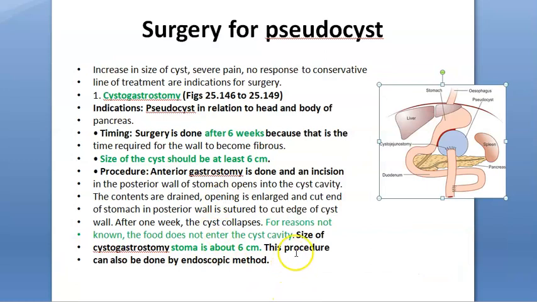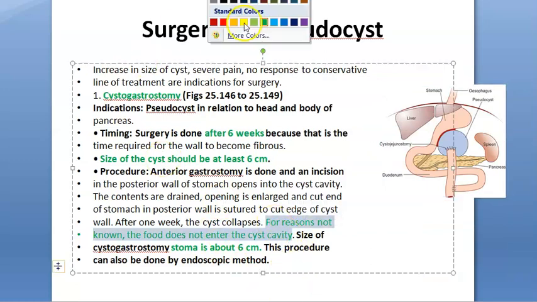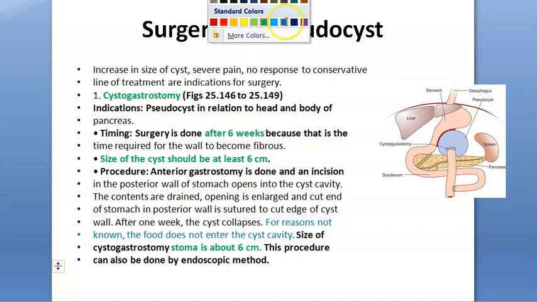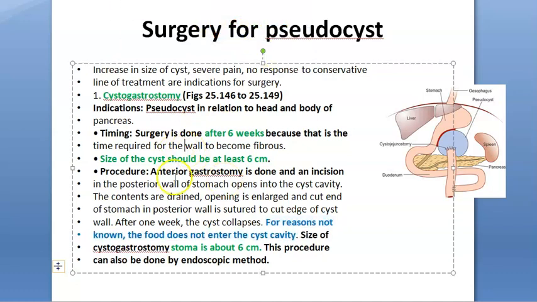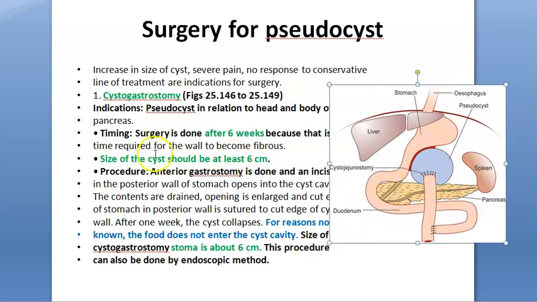See, they themselves are saying here, for reasons not known, the food does not enter the cyst cavity. This is very strange, right? What do you think, guys? This you can do open method or endoscopic method. Okay, this is CystoGastrotomy. You will do this based on its relationship, right? If it is close to the stomach, you should think about the relationship.